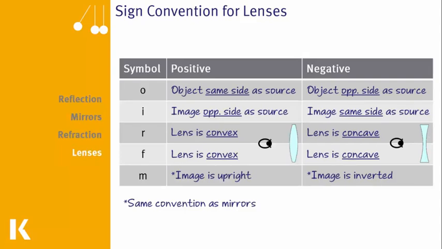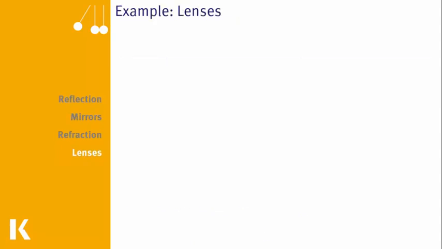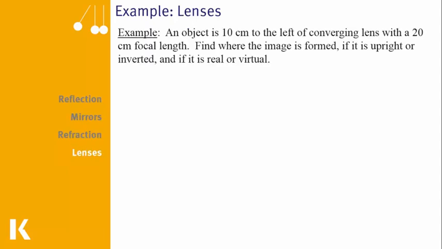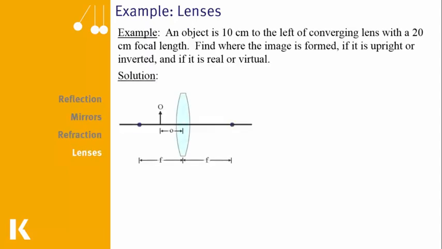And just like I mentioned before, you can use the IR and UV mnemonic to remember whether an image is real or virtual based on its orientation. Let's try an example to incorporate all this information about lenses. Here, we are asked about the image produced by a converging lens. Of course, we need to draw a picture. Converging lens is another word for a convex lens. Our object is located between the focal point and the lens.